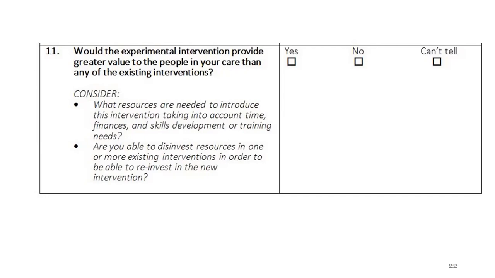So the next question is, are you able to disinvest resources in one or more existing interventions in order to reinvest in the new intervention? Basically they have included the CT angiogram, but in the final conclusion they have added that early CT angiogram in acute coronary syndrome is not useful. So for my setting, I'll say no to this question.